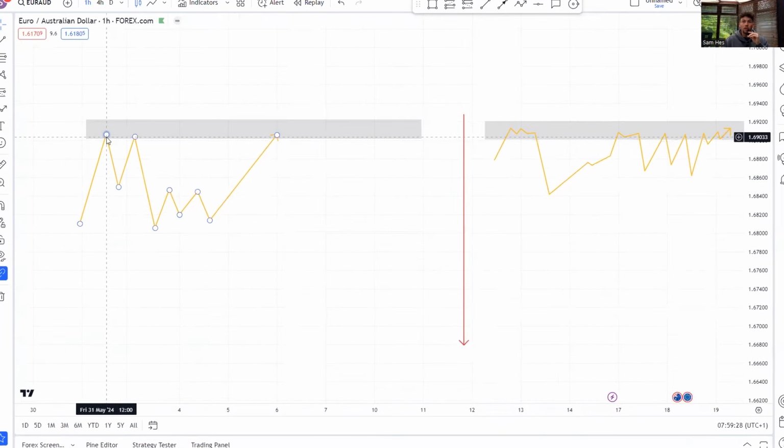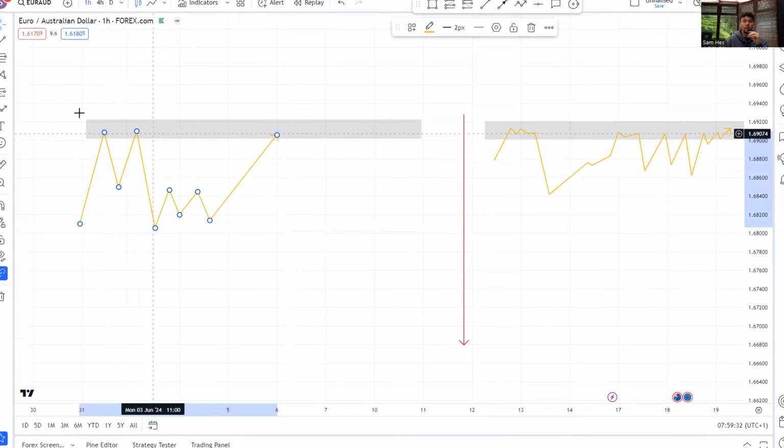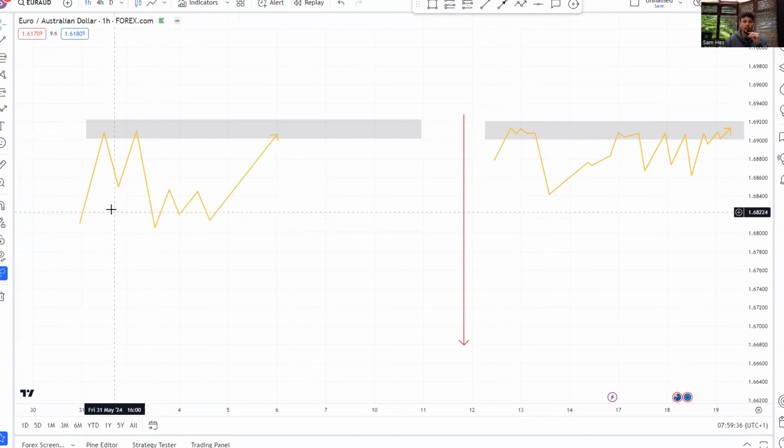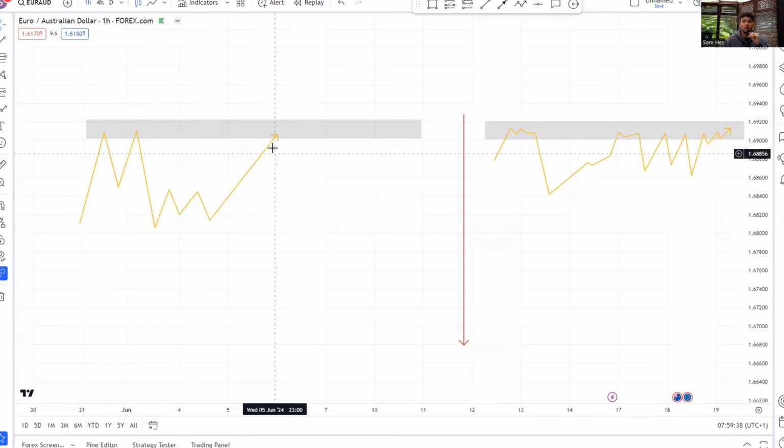Essentially, what I look for when taking a trade like the one on the left is a few times in the past, just one or two, where price has clearly spiked and really reacted to this zone. It's not just gone sideways, it's really reacted, as you can see here. And when it comes back around the third time, that's when I look to take a trade.